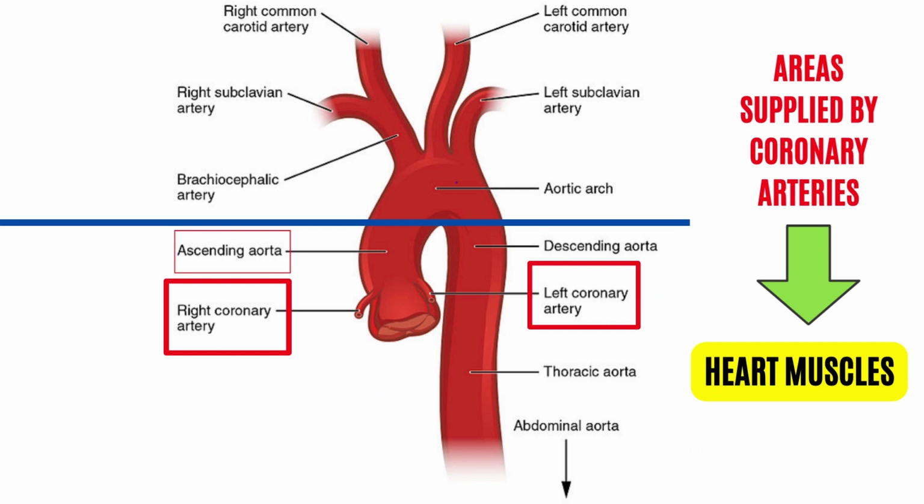Let us first talk about the ascending aorta. The ascending aorta arises from the aortic orifice from the left ventricle and it ascends to become the aortic arch. It is 2 inches long and travels with the pulmonary trunk in the pericardial sheath. The ascending aorta has 2 very important branches that are the left and right coronary arteries that supply the myocardium.